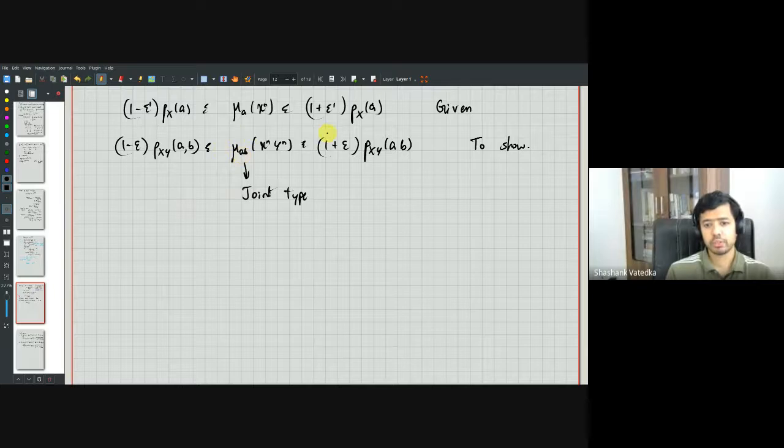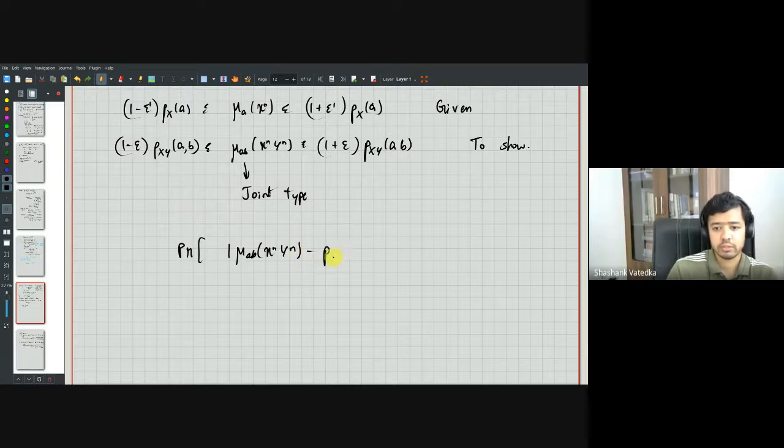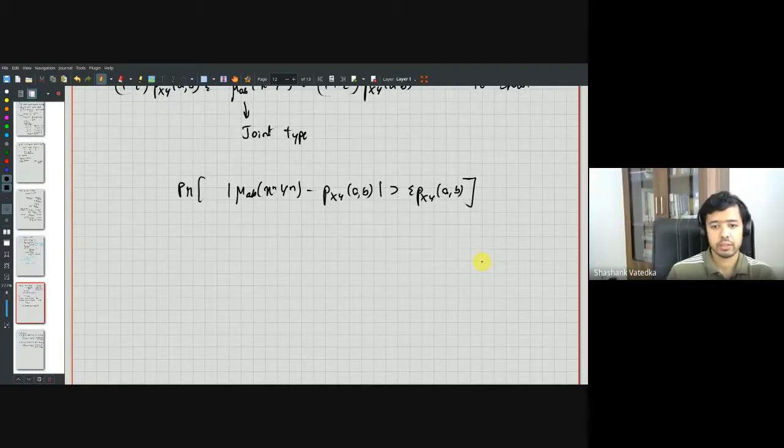So we want to know what is the probability of this not happening. So what is the probability that mu ab of xn yn minus pxy of a comma b is greater than epsilon pxy of a comma b? What is the probability that this deviates significantly, right?